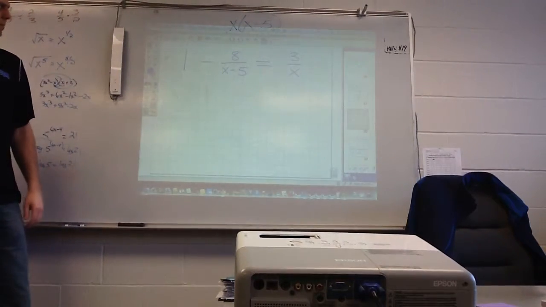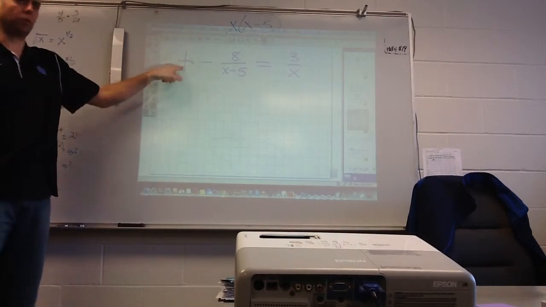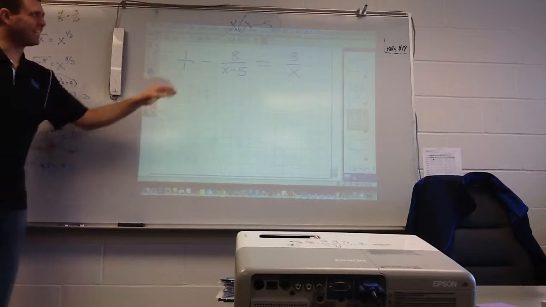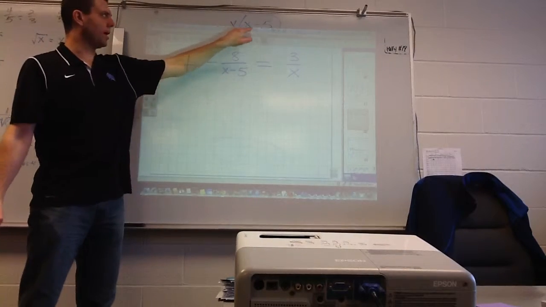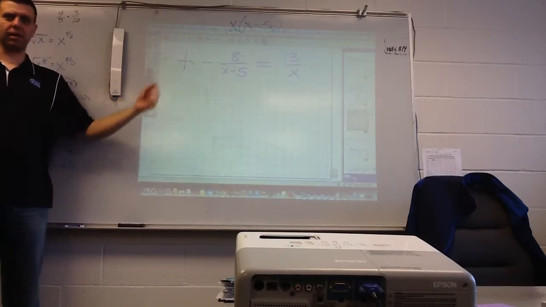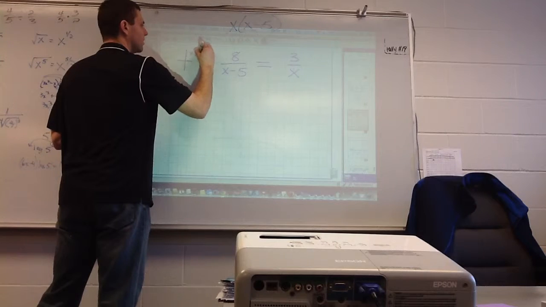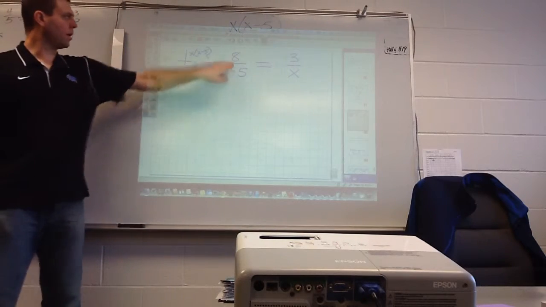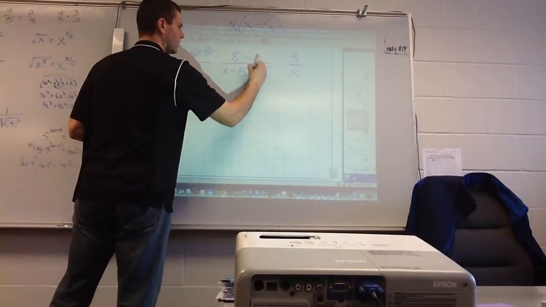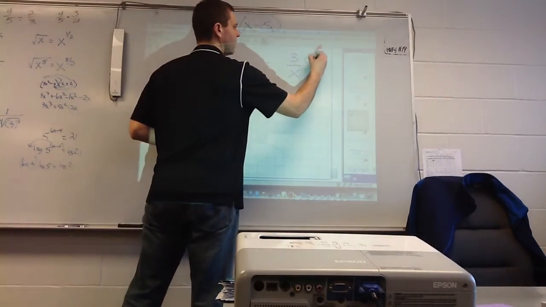Okay? All right. So, I'll think of this one as 1 over 1. So I need all of the denominators to become x times x minus 5. So what am I going to have to multiply this fraction by? x minus 5. I need both of them, right? What do I need to multiply this fraction by? Just the x, right? x over x. And what do I need to multiply this fraction by? x minus 5.